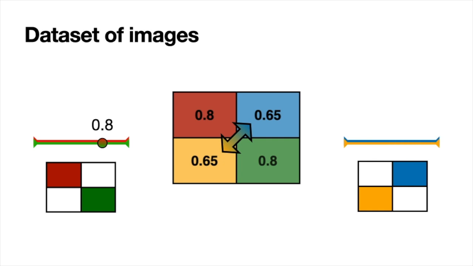So in this case, the image is described by two numbers, 0.8, which is the intensity of red-green, and 0.65, which is the intensity of blue-yellow. Therefore, this data set is now two-dimensional.